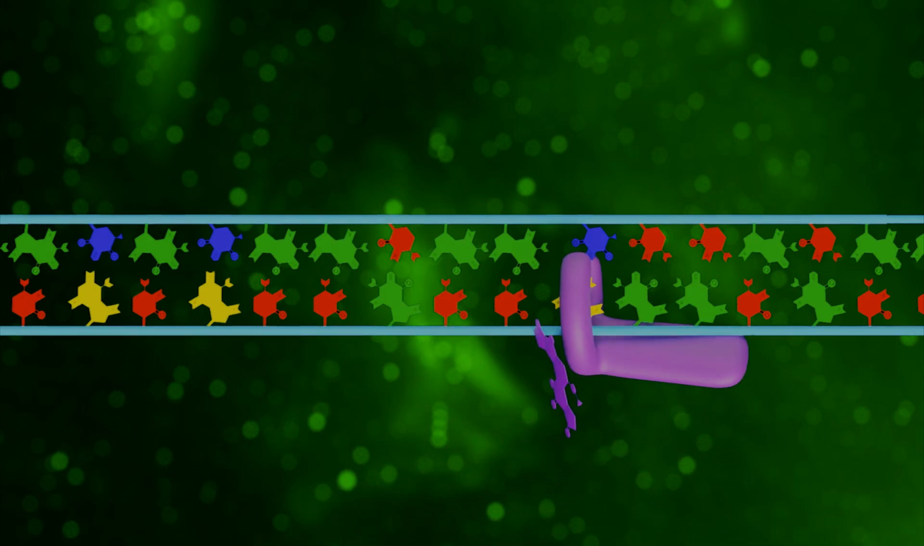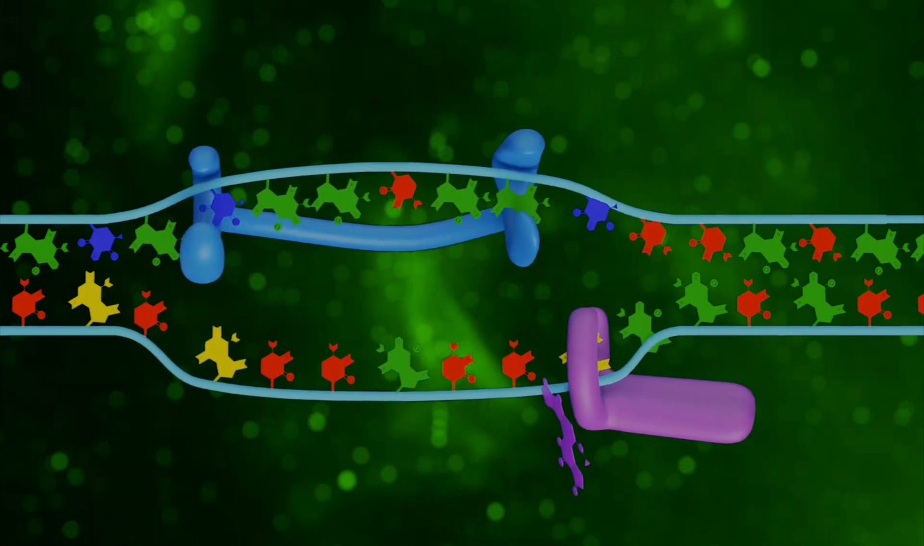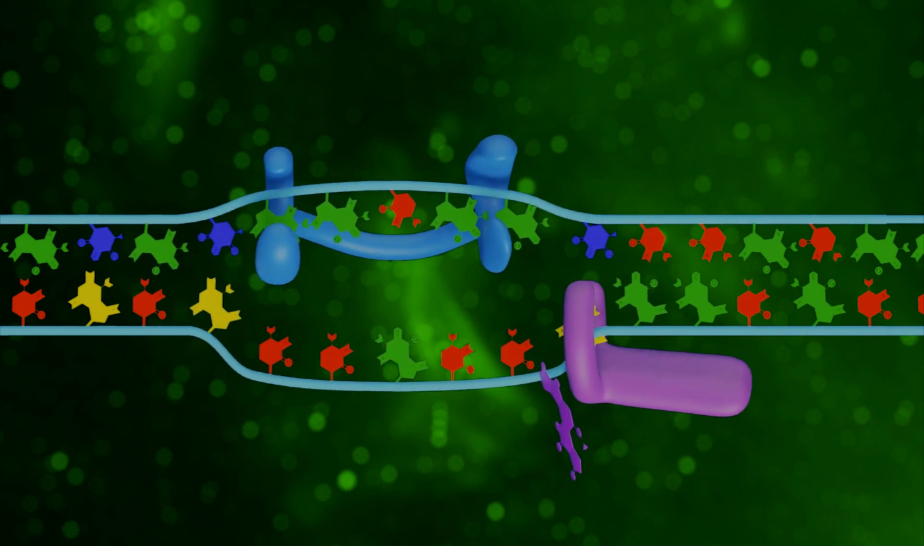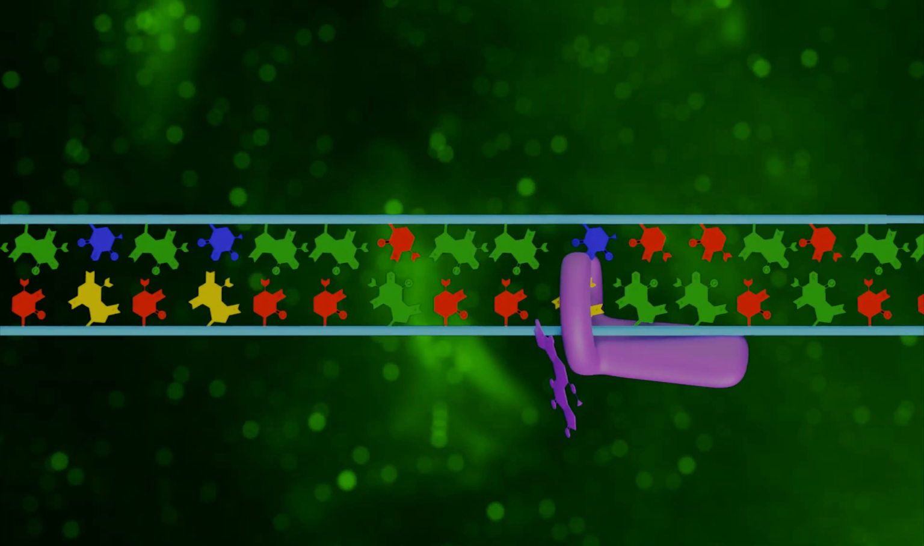There are a couple of caveats, however. If XPC binds to the site of the lesion, TFIIH will still come to check it out, but it will quickly dissociate once the helicases aren't able to find anything. XPC will also not bind to any lesions that don't disturb the helix.